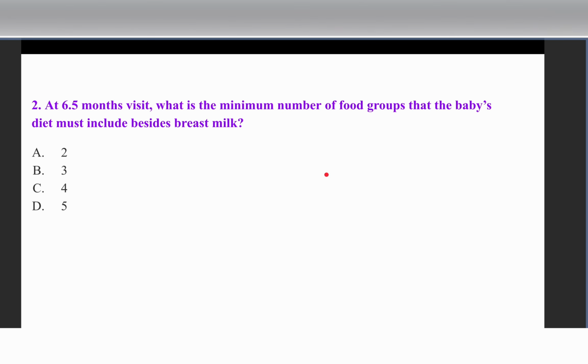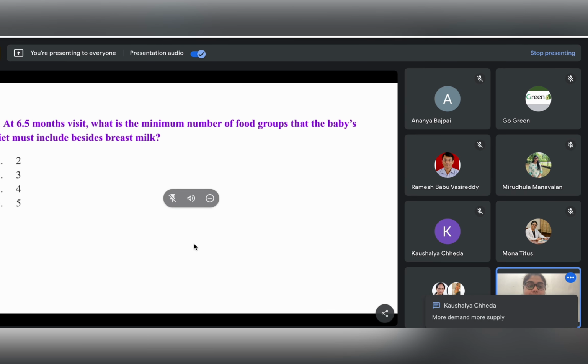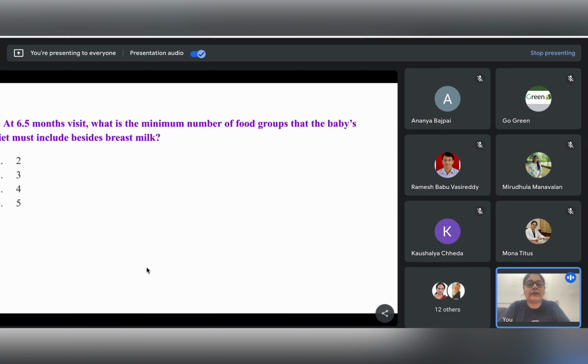Okay. So we'll move on to our next question. Correct. More demand, more supply. Yes. At the 6.5 months visit, what is the minimum number of food groups that the baby's diet must include besides breast milk? What should be the answer?